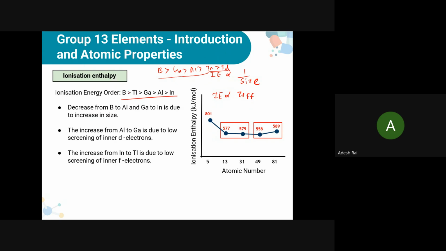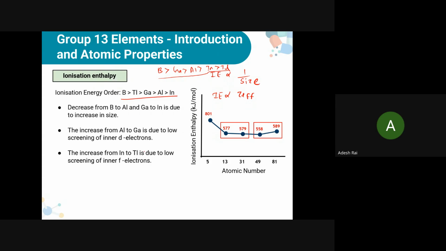We are getting that boron is highest. Then we are expecting gallium, aluminum, indium. But thallium comes all of a sudden. Why? The reason is lanthanoid contraction. The reason for thallium to have this much ionization enthalpy is lanthanoid contraction.